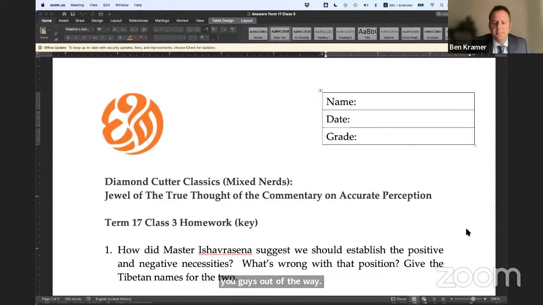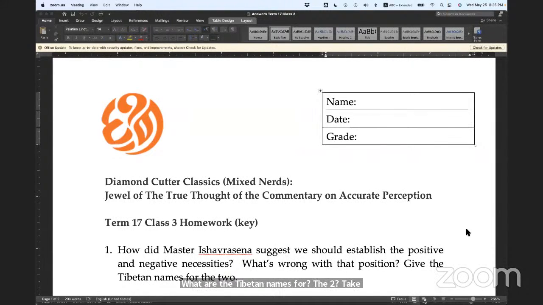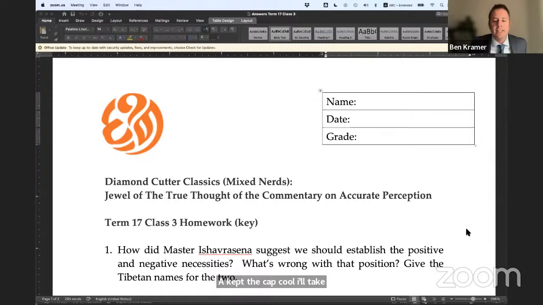How did Master Ishvarasena suggest we should establish the positive and negative necessities? And give me the Tibetan names for the two. That's the easy part. What are the Tibetan names for the two? Jacob. Cool. I'll take it. How did he suggest we should establish them?